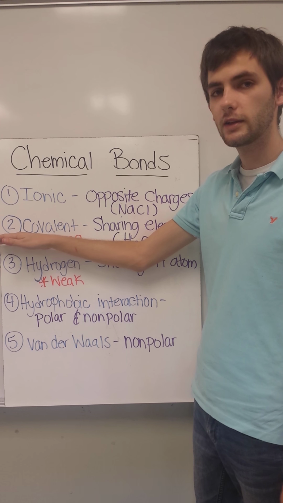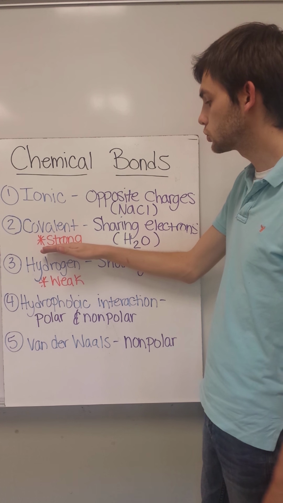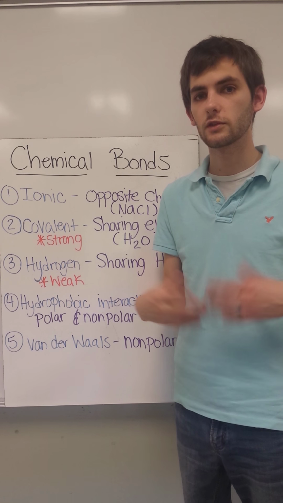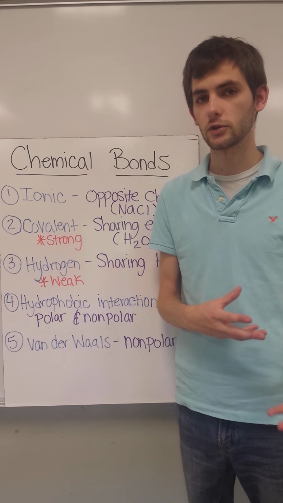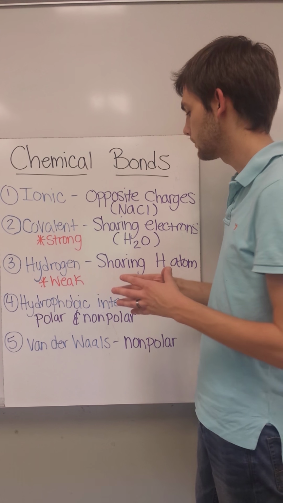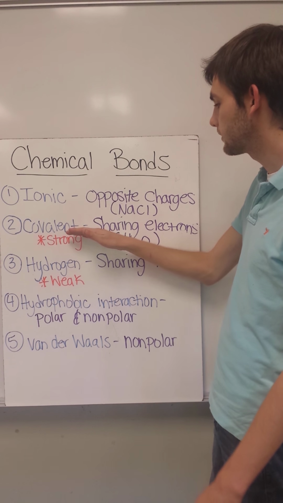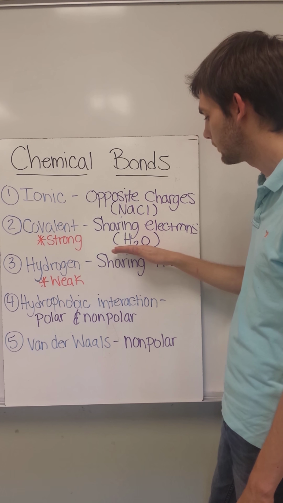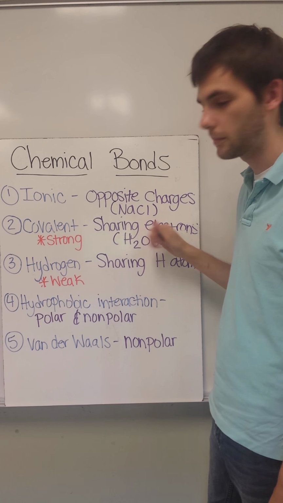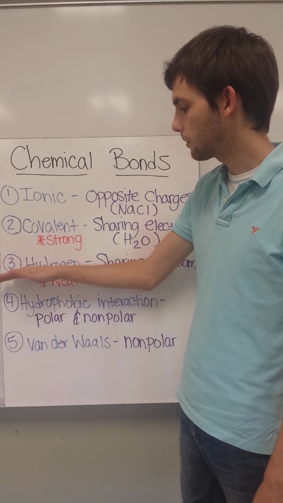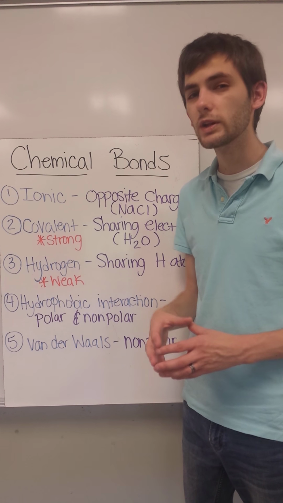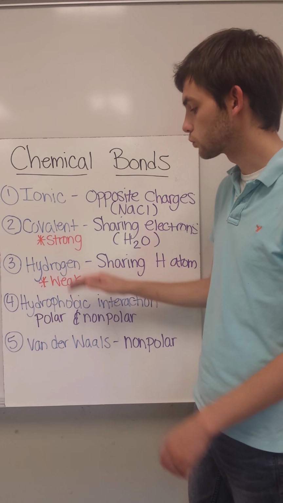The second type of bonding is a covalent bond, which are really strong bonds, and this is when electrons are shared. Sometimes those electrons are shared evenly, and sometimes they're shared unevenly. So an example of a molecule that exhibits covalent bonding is water, which we're going to talk about in a few minutes.